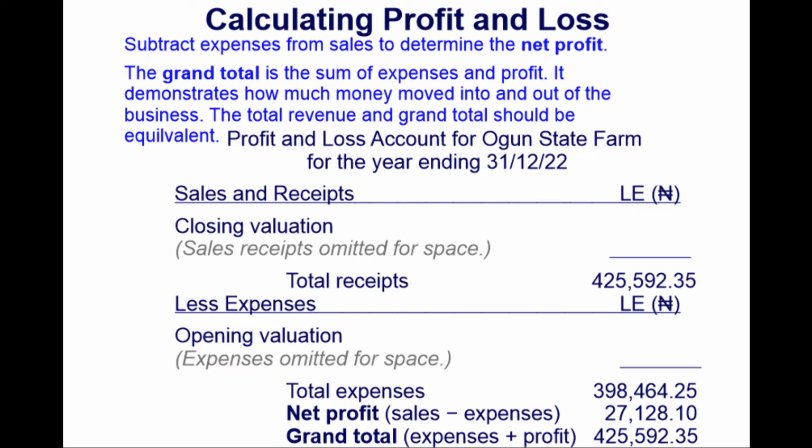Subtract expenses from sales to determine the net profit. The grand total is the sum of expenses and profit. It demonstrates how much money moved into and out of the business. The total revenue and grand total should be equivalent.